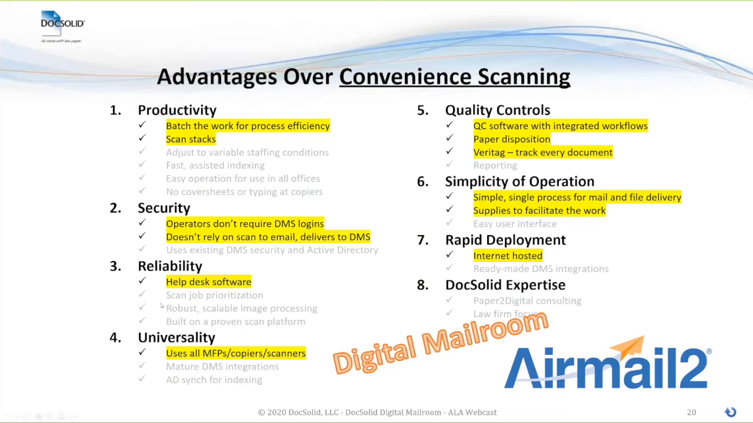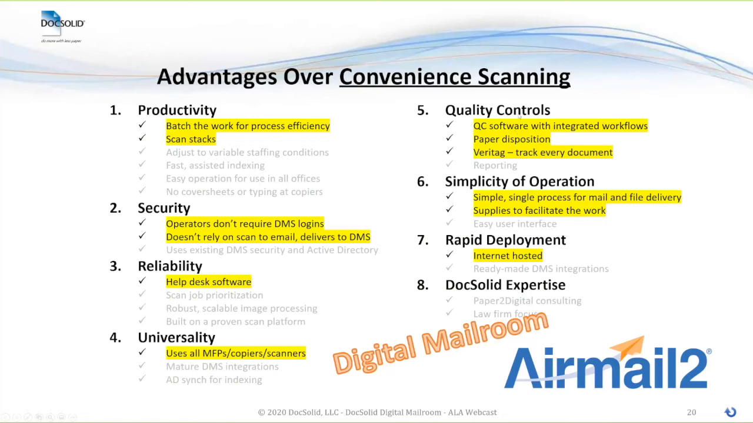From a reliability standpoint, Airmail2 comes with a help desk software so that somebody in a supervisory status can monitor the operation, run reports on the operation, and also assist if you've got operators in various offices and one of them comes up with a problem. An example of universality is, again, we do not care about your maker model of digital copier. We'll allow you to use what you have, and we're going to turn it into a one-button stack scanning machine without adding any hardware or software.